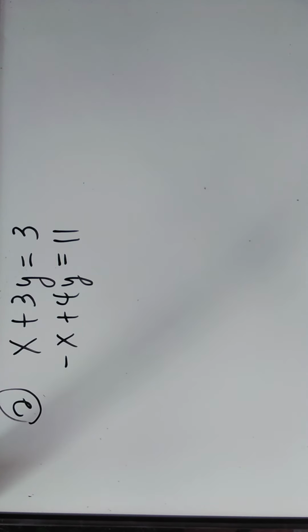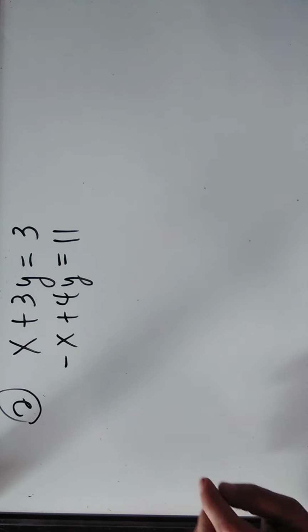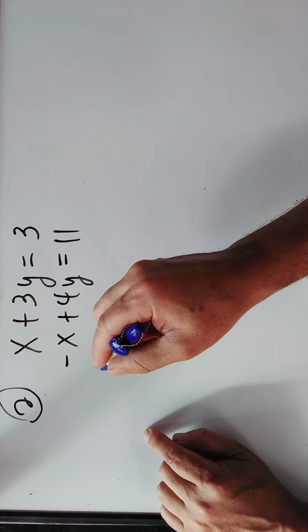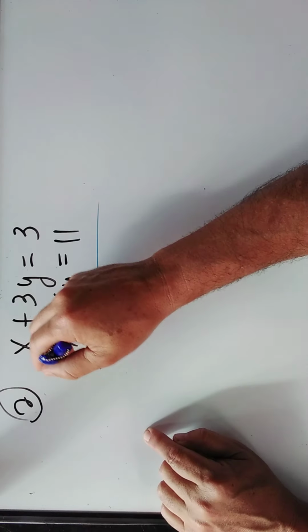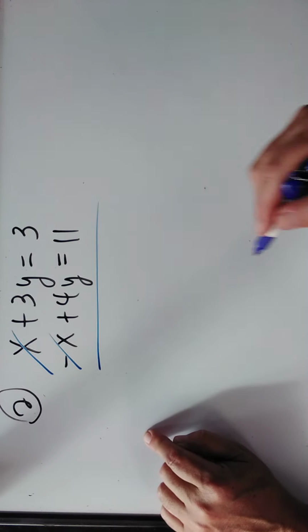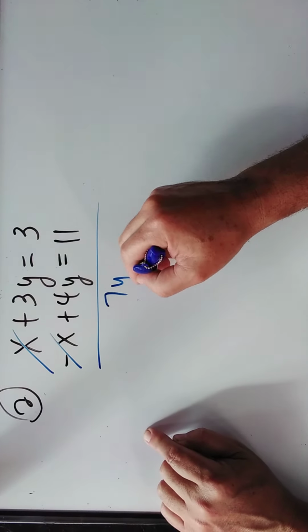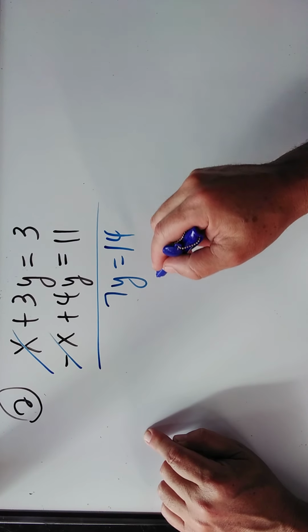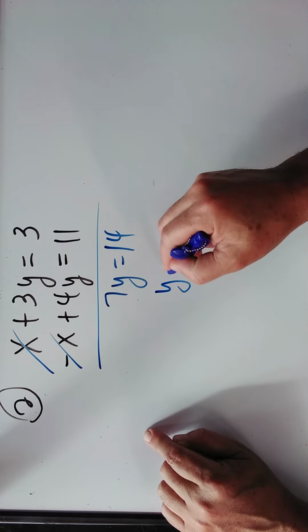Now I'm going to try to solve this system, and then again I notice that if I add up each column, now the x is going to cancel out. See that? You have to do that every time you add up each column. So you got 3y plus 4y is 7y, and 3 plus 11 is 14. We just divide by 7, and y equals 2.